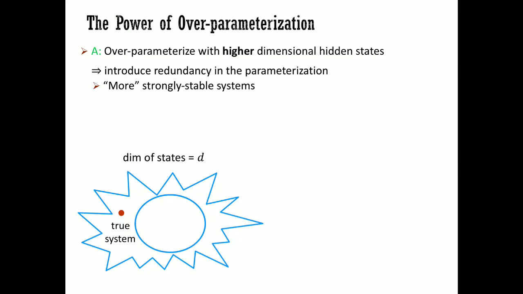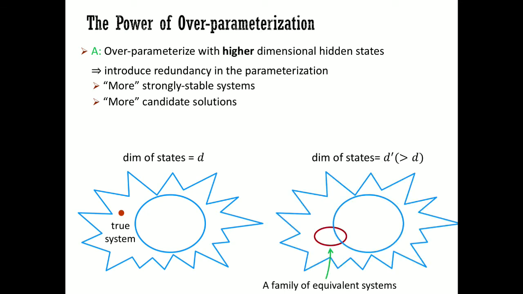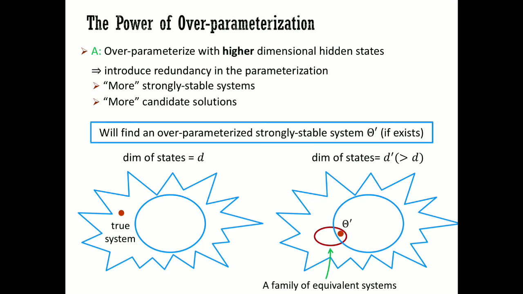And redundancies in parameterization basically mean two things intuitively. A, it means that we have more strongly stable systems because we are in a higher dimensional space. And B, it means that we have more candidate solutions because of the redundancy of the parameterization. Basically, what happens in a higher dimensional space is that we have a family of equivalent systems which are equivalent to the original one in terms of the input-output behavior. And as long as this family of equivalent systems intersects with the set of strongly stable systems at some point theta prime, then we'll find an over-parameterized strongly stable system theta prime if it exists.